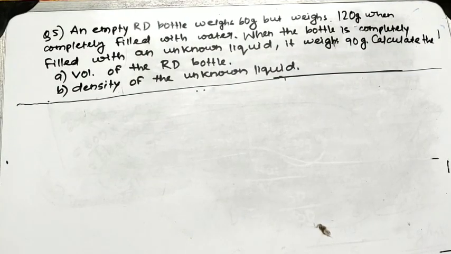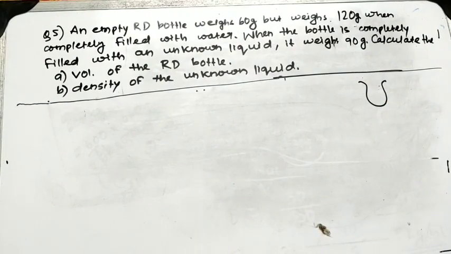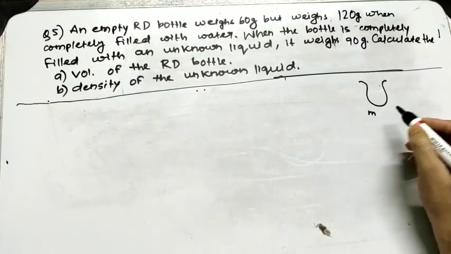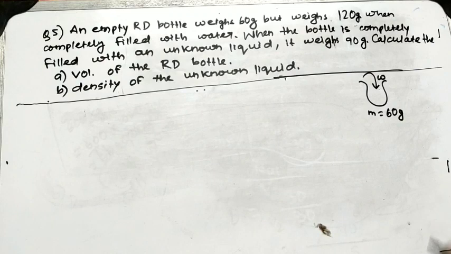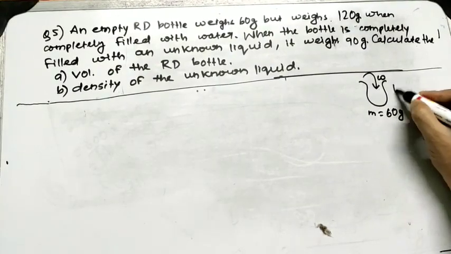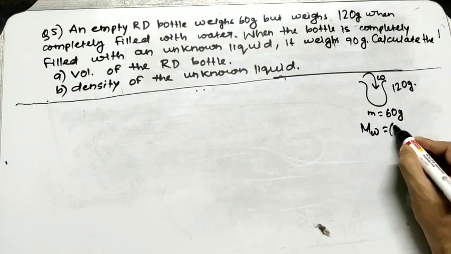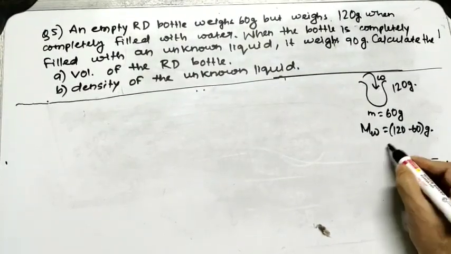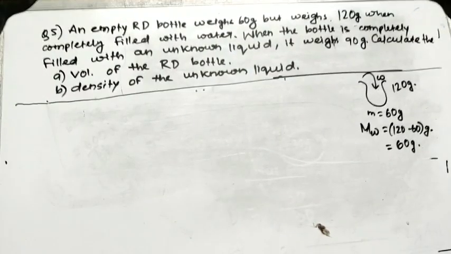So let's start. We have an empty RD bottle. Let's say this is an empty RD bottle. And when the RD bottle is empty, the mass is 60 gram. And when water is poured into it, obviously the mass is going to be increased, and the total mass becomes 120 gram. So from here we can easily write that the mass of water becomes 120 minus 60 gram. That means 60 gram. So 60 gram is our mass of water.